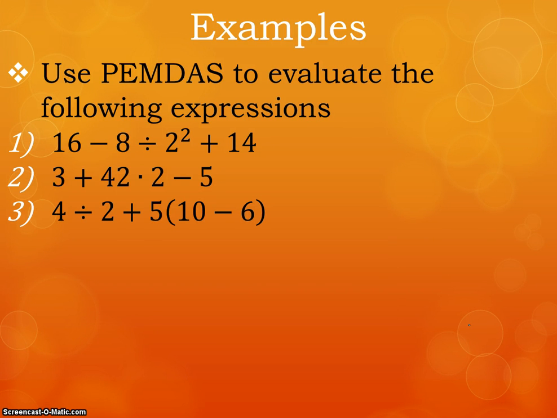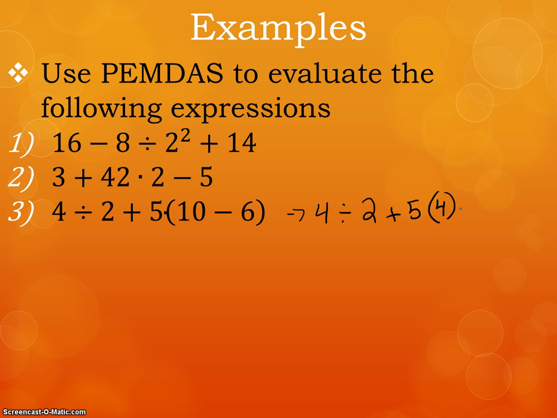Next, 4 divided by 2 plus 5, parentheses 10 minus 6. If there's a number outside parentheses like this, it is considered an invisible symbol. It really means multiplication right there. So once we figure out the result of the parentheses, we're really doing 5 times whatever that number is. But again, parentheses come first, so we do the inside, 10 minus 6. So 4 divided by 2 plus 5, and then parentheses, 10 minus 6 is 4.